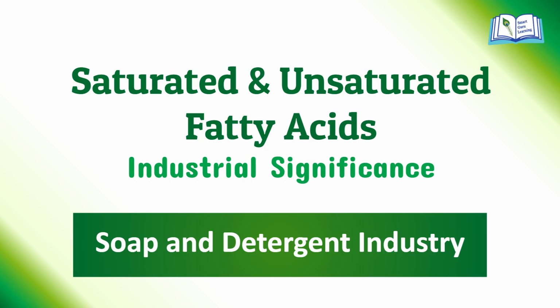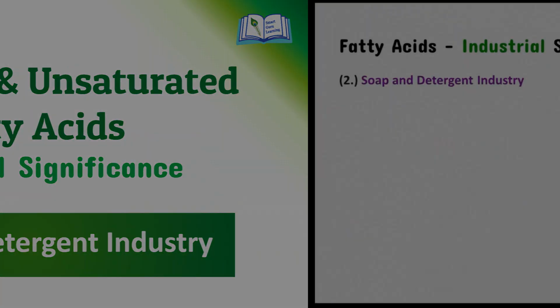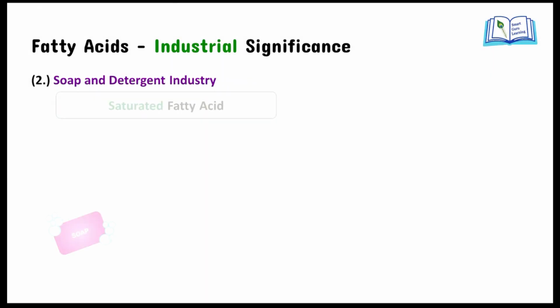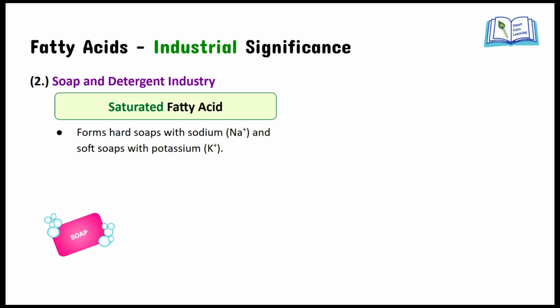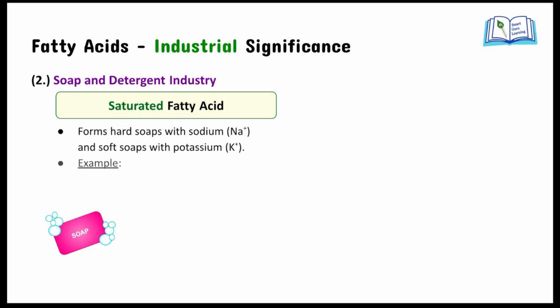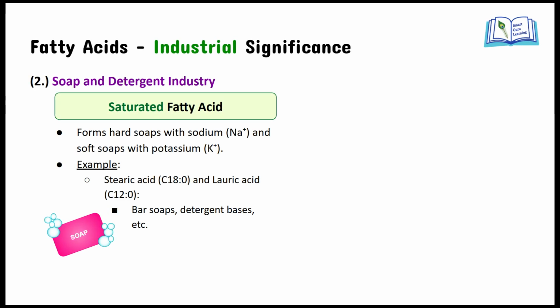Soap and detergent industry. Saturated fatty acids are widely used in the soap and detergent industry because they form firm and stable soaps. With sodium ions, they produce hard bar soaps, while with potassium ions, they yield softer formulations. Stearic and lauric acids are commonly used saturated fatty acids which provide hardness and stability and provide good lather in soaps and detergents.